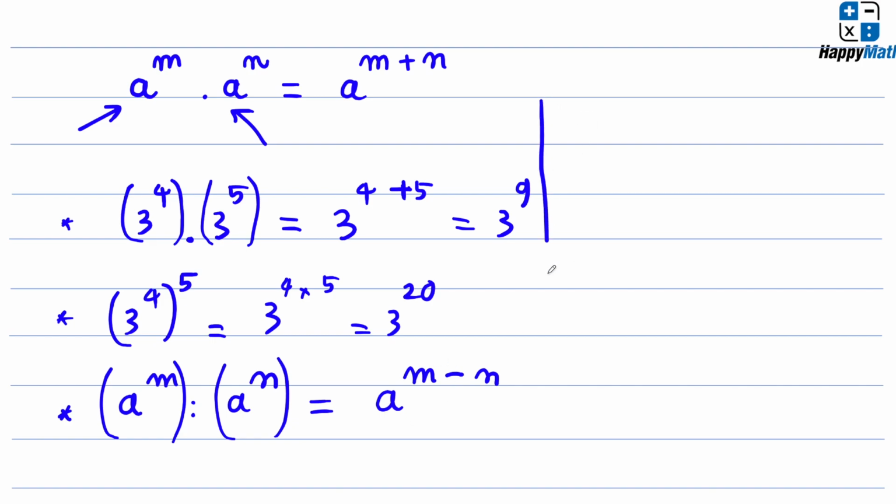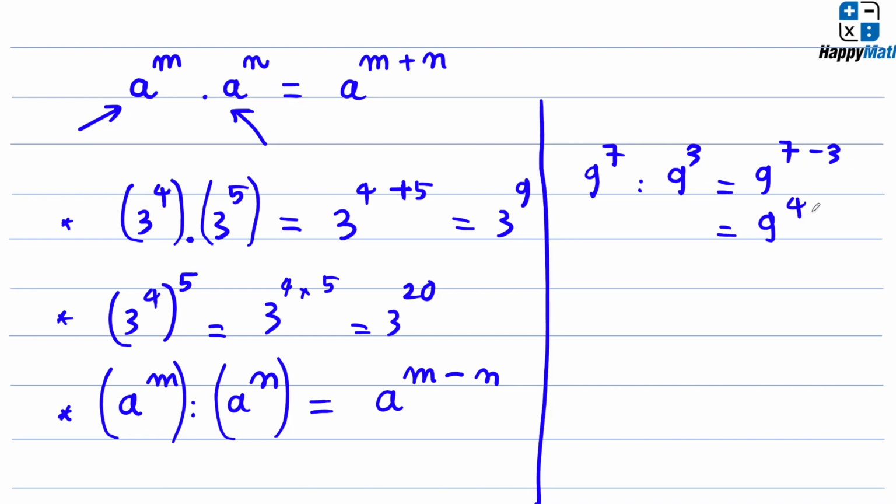Okay, so for example, you got 9 to the power 7 divided by 9 to the power 3. So you use subtraction, 7 minus 3, for the power number. And the result, you got 9 to the power 4. That's it. It's not too difficult, right? So how can you do this question?